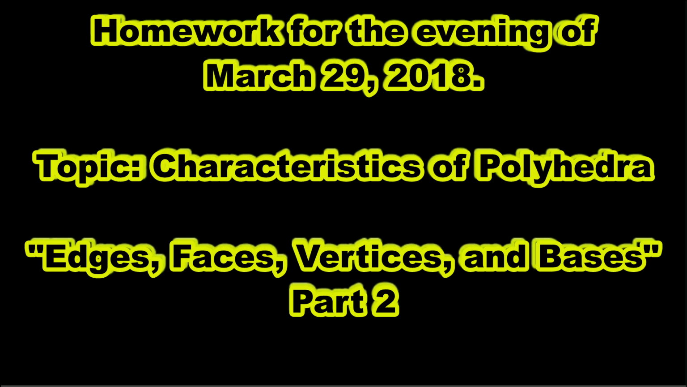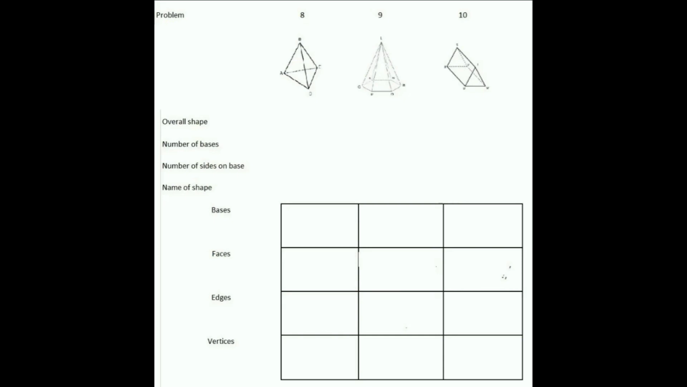Let's get started. Alright, so I'm looking at problems 8, 9, and 10 tonight, and there are 3 shapes here. We're looking at all 3 of these at the exact same time, and let's start off with number 8. The overall shape right here is a pyramid. Then for number 9, we have another pyramid, and for number 10, we have a prism. And when we look at exactly what type of prism we have here, we're going to need to look at our bases, our edges, our vertices, and so on. So right now we have a pyramid, and a prism.